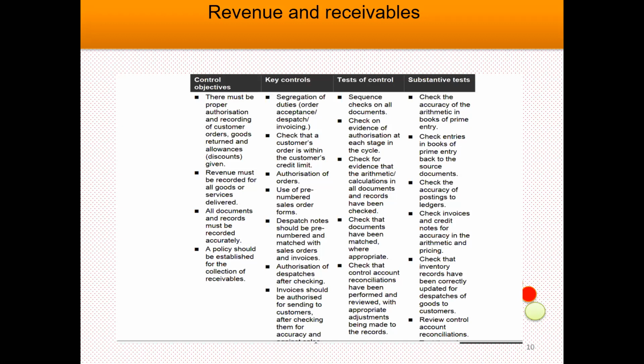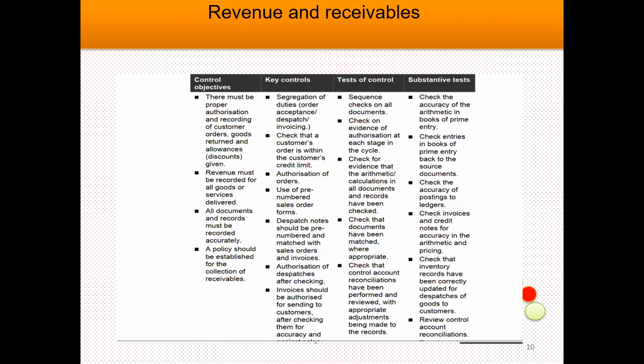So you see, number one, it says check the accuracy of the arithmetic in the books of prime entry. Check entries in books of prime entry. Check that they back up to source documents. Check the accuracy of postings to ledgers. Check invoices and credit notes for accuracy. So you see the kind of examples it's given, more related towards the financial statements.